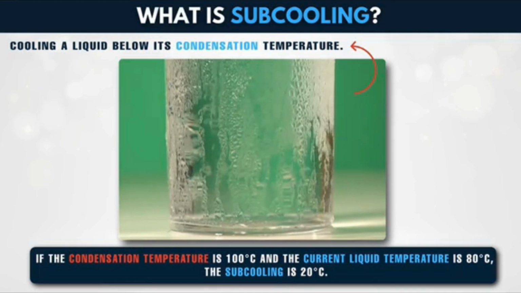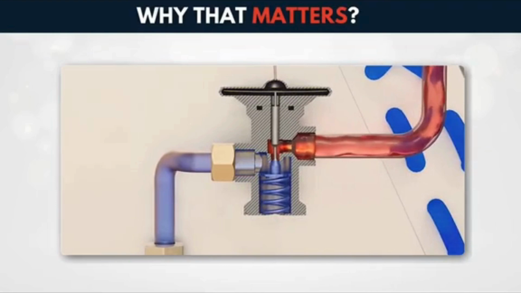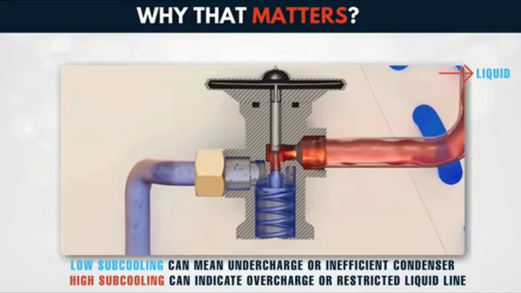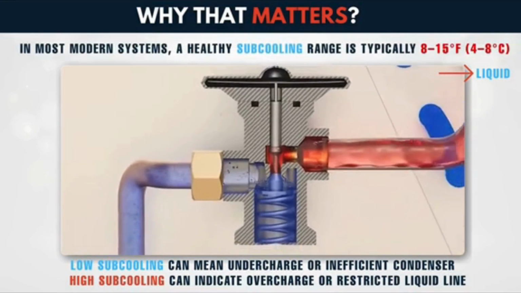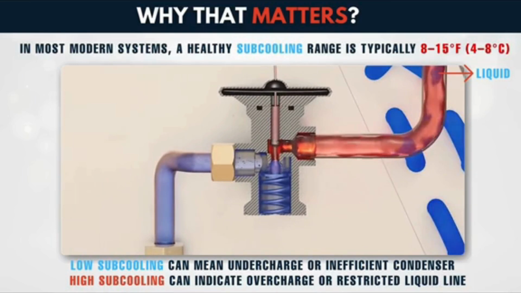In HVAC systems, subcooling happens in the condenser. Why does that matter? It ensures the refrigerant reaching the expansion valve is 100% liquid. It prevents flash gas before the metering device, improving efficiency. It helps diagnose issues. Low subcooling can mean undercharge or an inefficient condenser. High subcooling can indicate overcharge or a restricted liquid line. In most modern systems, a healthy subcooling range is typically 8 to 15 degrees Fahrenheit, 4 to 8 degrees Celsius, depending on manufacturer guidelines.